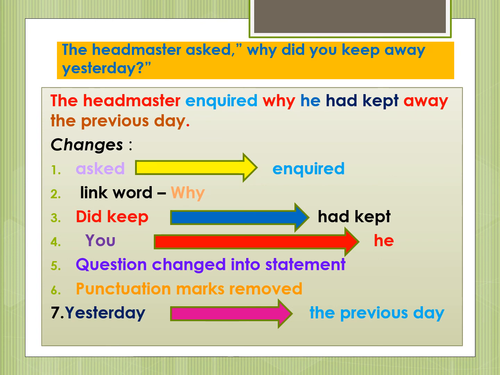Students, have you understood how many changes have taken place here? Seven changes. So when a direct speech question changes from direct speech to indirect speech, six to seven changes will take place.